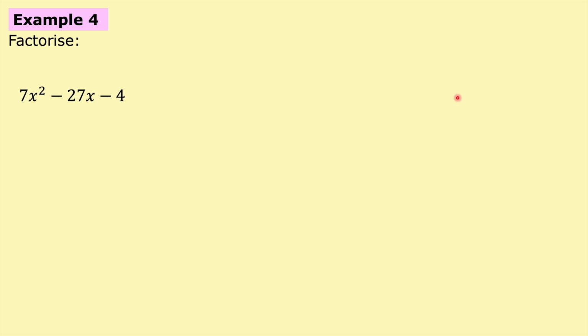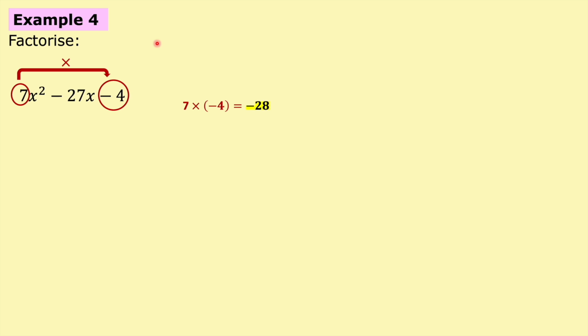Okay, let's move on to our fourth and final example. So this time we have a coefficient, greater than 1, in front of our x squared term. But as before, we are always just following the exact same steps. So we're going to take that 7 and multiply it by -4, considering this negative sign in front of our last term. Multiply your coefficient of x squared with your last term.